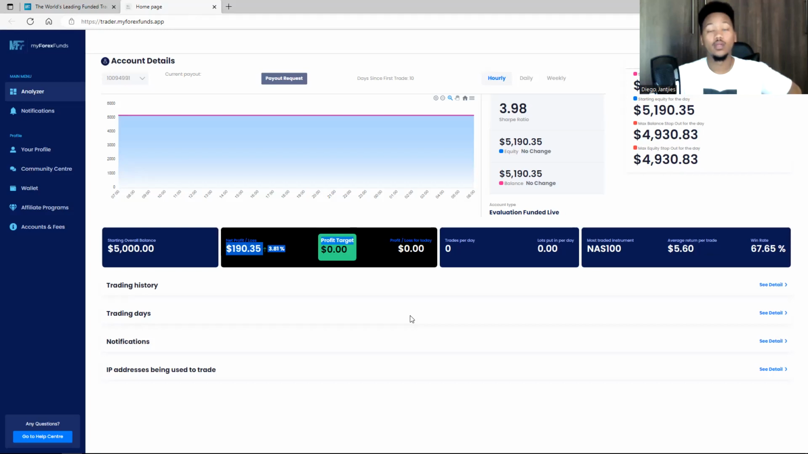No. Now, let me tell you, the dope thing about a prop firm is it gives you this parameter, this restriction. It forces you to use money management. And that's the one thing that I like about prop firms, forcing that money management system.